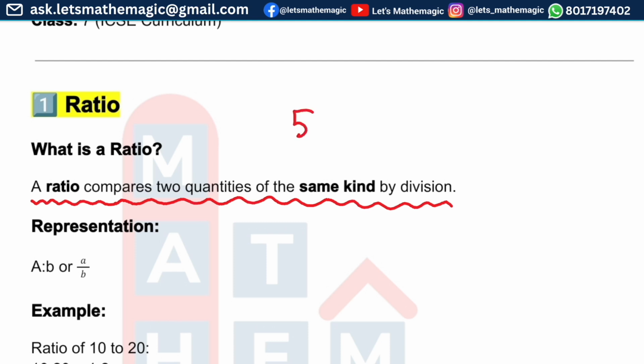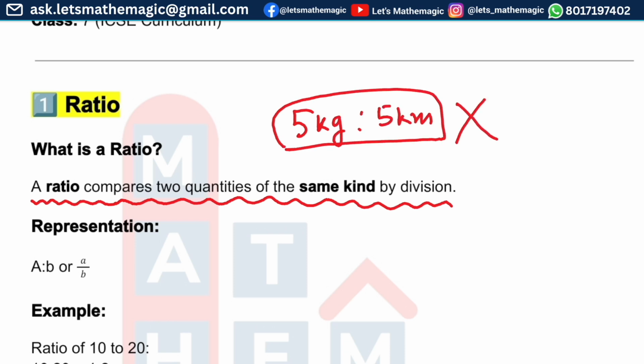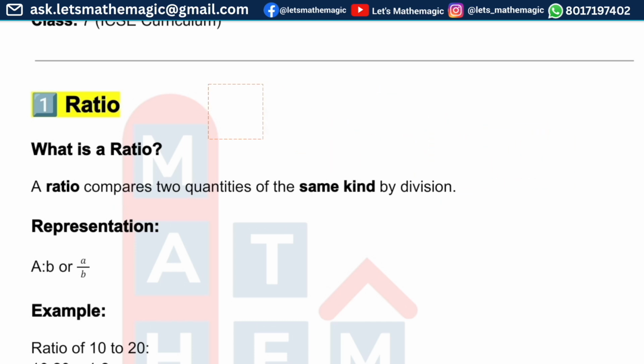Just for example, if I say 5 kg is to 5 kilometer, the ratio cannot be formed. I hope the concept is clear, because their types are not the same. One is kg and one is kilometer, which means one is mass, one is distance, right? So they won't work.